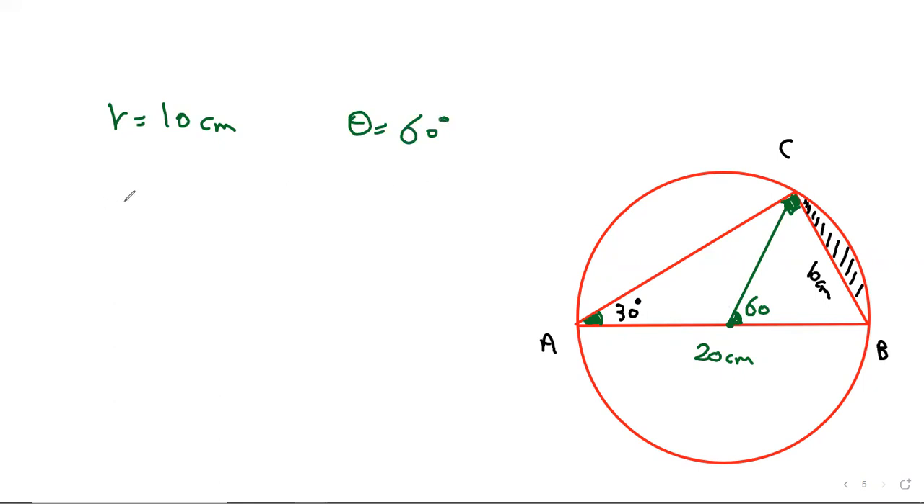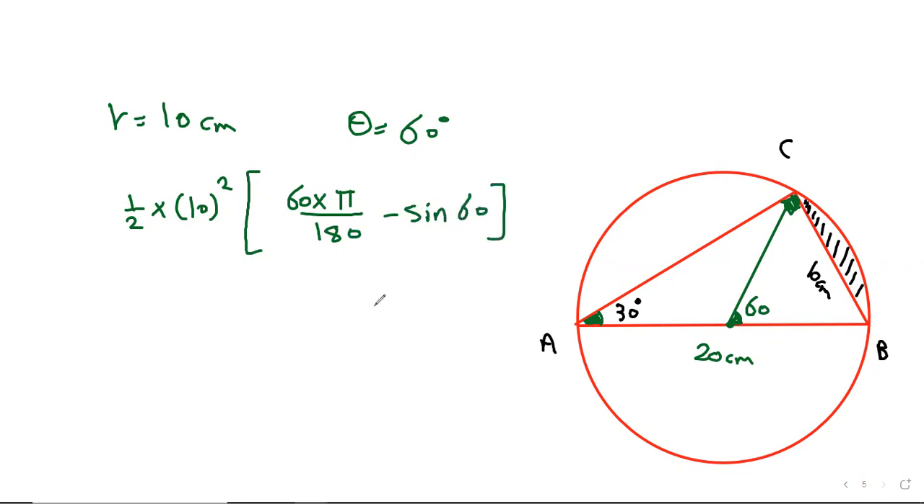Now we are able to find the area of the circular segment: half multiplied by 10 squared and theta in radians. We have theta in degrees, so we can convert it into radians by multiplying by pi over 180, then minus sine 60. By using the calculator, it will be 9 to the nearest whole number, 9 centimeters squared.